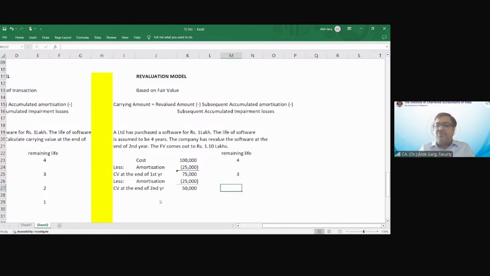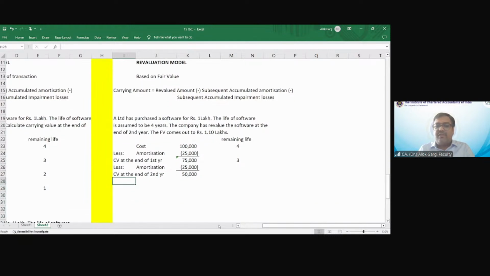What to do in this case? If the company has to opt for the revaluation model, this will become your carrying value. So what is the fair value? Fair value 1,10,000, or the revalued amount. It is 1,10,000. This will become your carrying value.